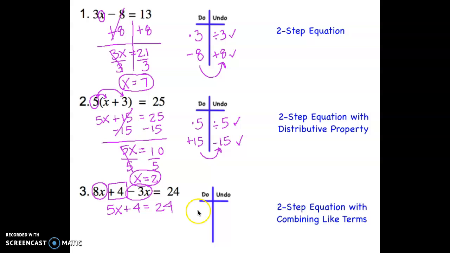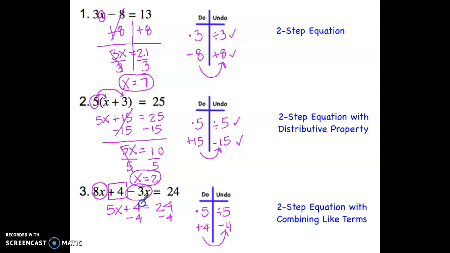So let's start by doing a do and undo chart. First, I multiply by 5. Then I add 4. To undo, I will first subtract 4, and then I will divide by 5. All right, like I said, my first step is subtracting 4 from both sides.